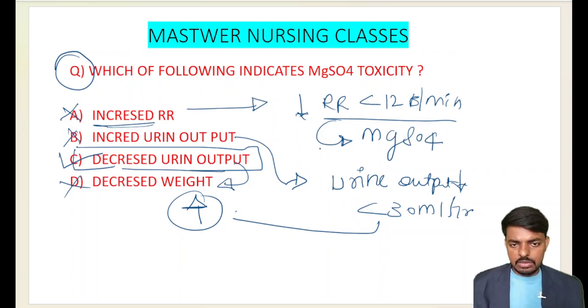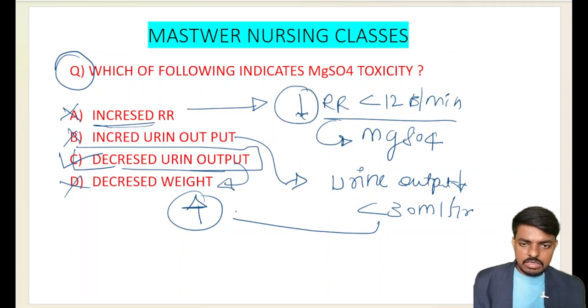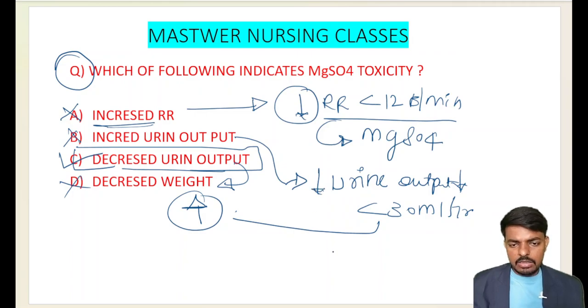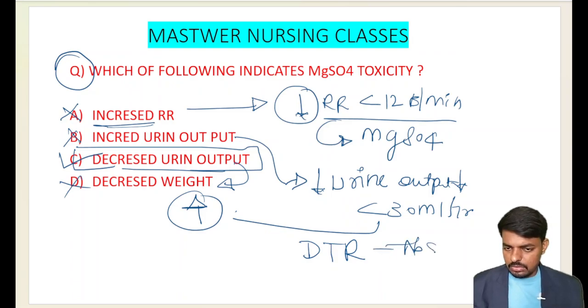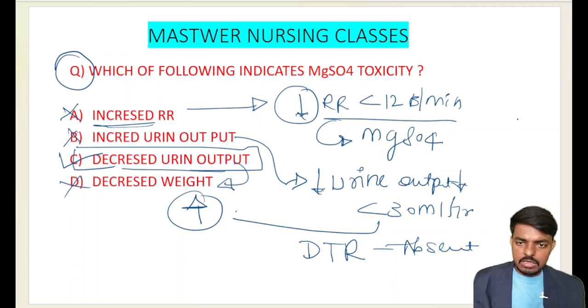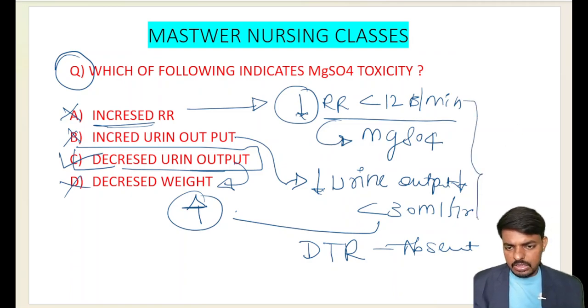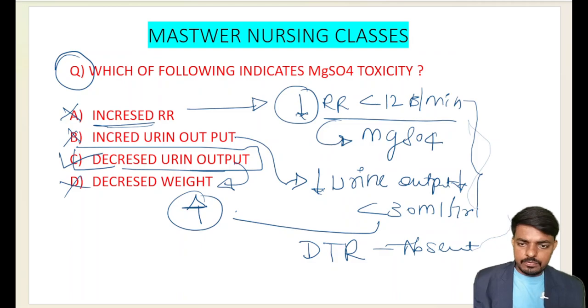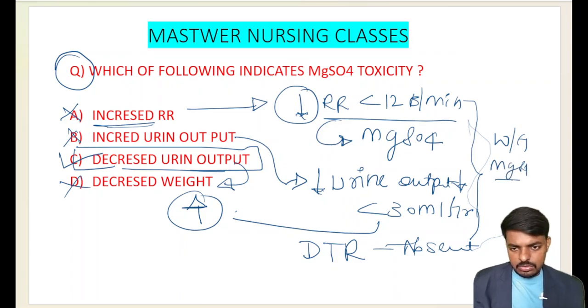Remember one more point. If the respiratory rate is less than 12 breaths per minute, if the urine output is less than 30 ml per hour, and, very important, if the deep tendon reflex is absent, all these points indicate that you should withhold the magnesium sulfate dose. MgSO4 is given to treat severe preeclampsia and eclampsia. Very important.